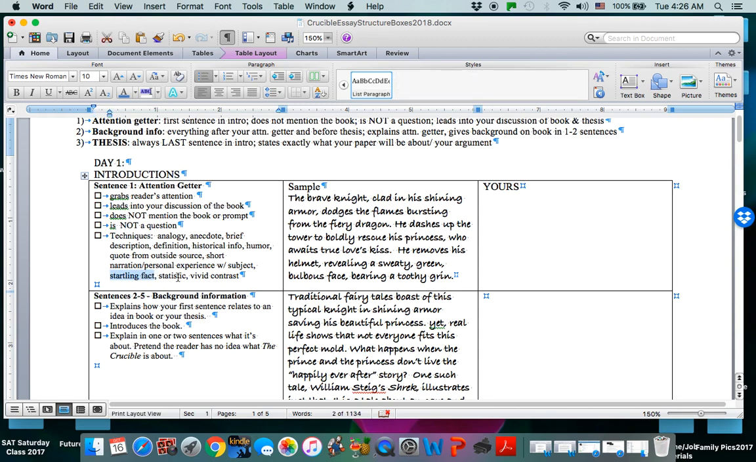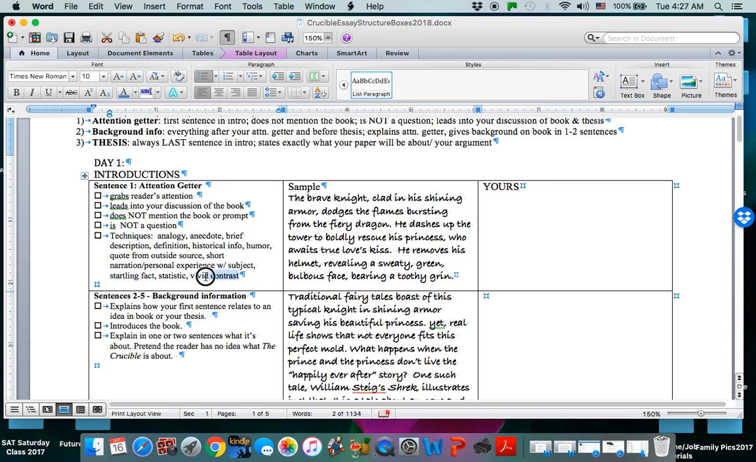Like some of you who are writing about revenge or communities falling, you could look up a startling fact about communities that were destroyed because of, let's say, false accusations or fear. Like, I'm thinking about Hitler and the Nazis and that sort of thing. Startling fact and statistic are kind of the same thing.